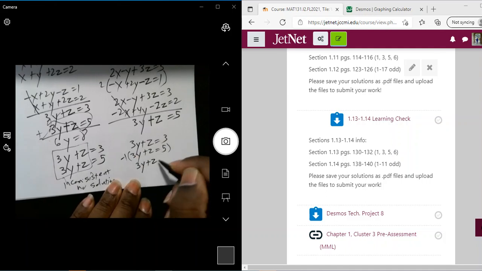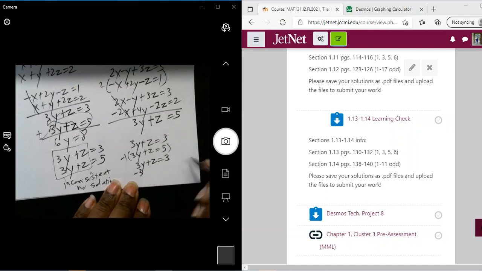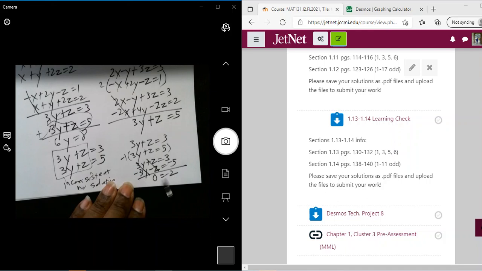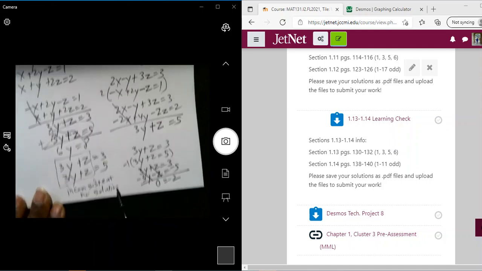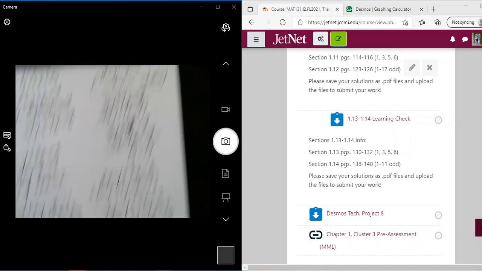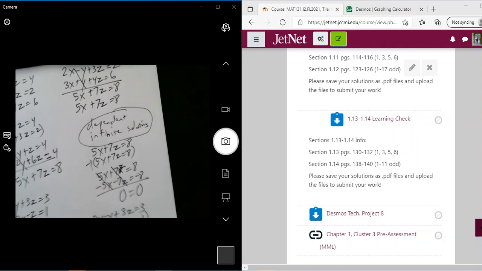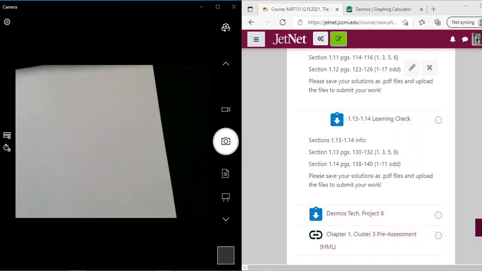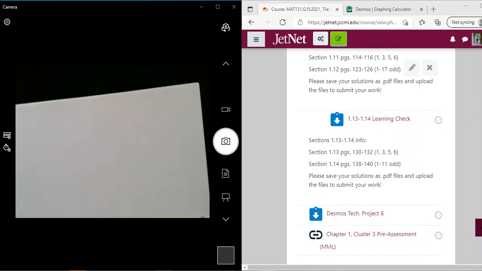We add 3y plus z equals 3. Negative 3y minus z is equal to negative 5. These y's and z's will go and leave 0. 3 minus 5 is negative 2. So whenever you have a number equal to a number that's not itself, then your solution will still remain the same. It'll be inconsistent and no solution. So now that is why I did 5A and B, just to show you those types of solutions. Now we go here to 6.